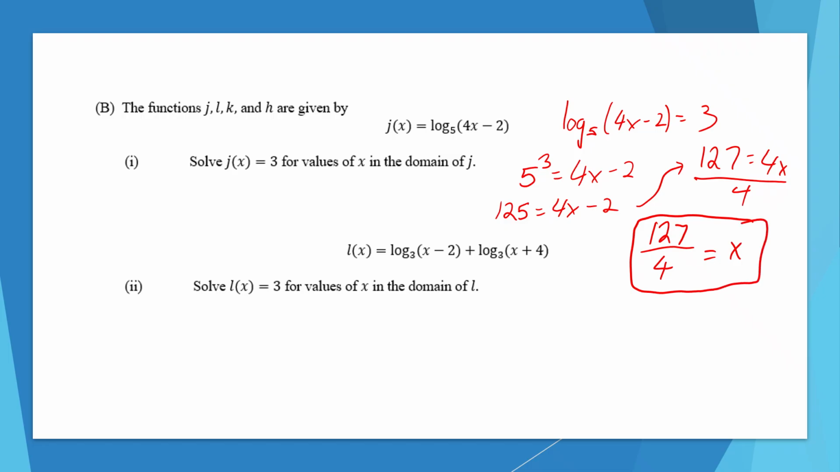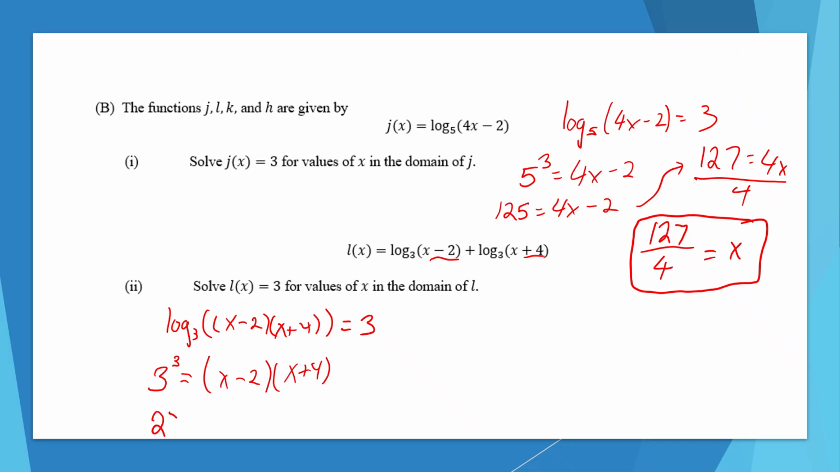Right, the next one, we are setting this equal to 3. So this is log base 3. And I'm going to combine these two, but when you're adding logs with the same base, you can multiply the insides together. So x minus 2 times x plus 4 equals 3. And now I'm going to convert this to exponential form. So this is going to be 3 to the power of 3 equals the insides of the logarithm, which is x minus 2 times x plus 4.